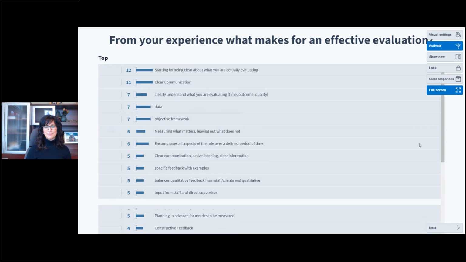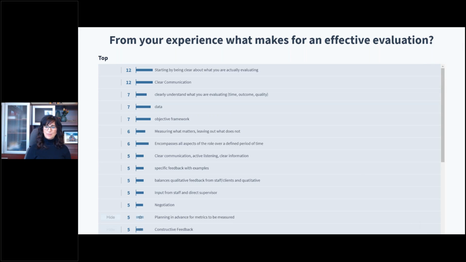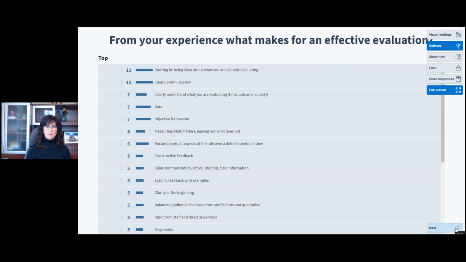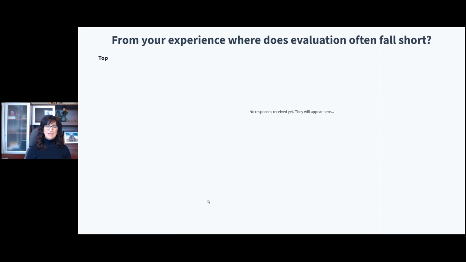So some excellent points that you're making tells us that you've done this before and you've got some really good information. So the second question is, just stay there on your polls for now. The second question that we're moving to is, from your experience, where does evaluation often fall short? So what are some of the pitfalls that we want to be thinking about as we think about an evaluation?